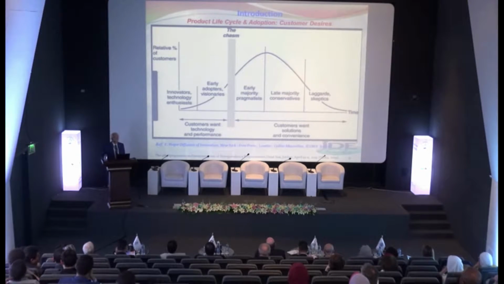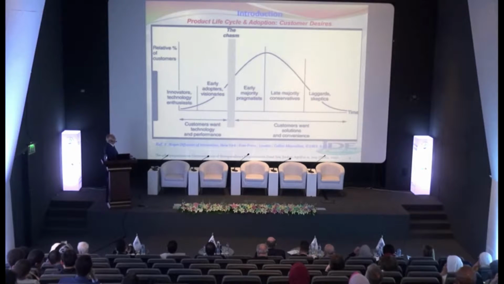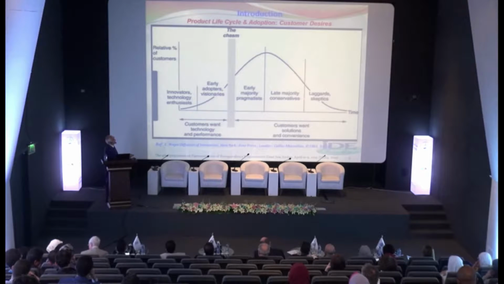And here we can see the different interpretation. Customers want technology and performance. Innovator companies' product and the early adopters, generics. Customers want solution and convenience. Then early majority, pragmatist group. Late majority, conservative group. And the laggards, skeptics.